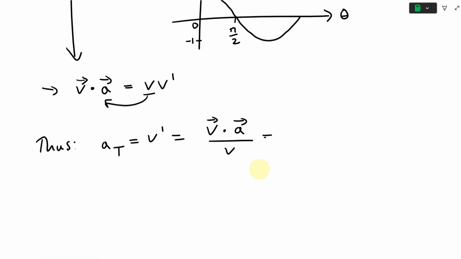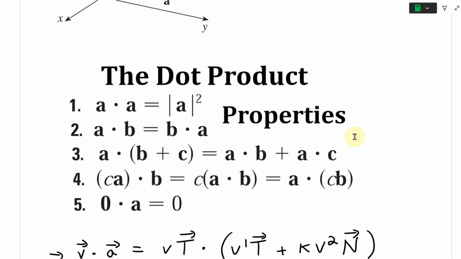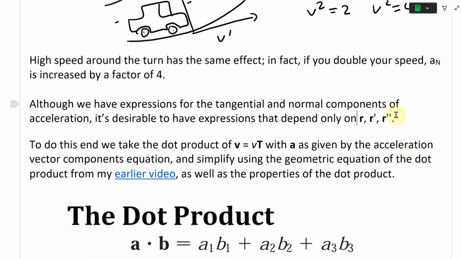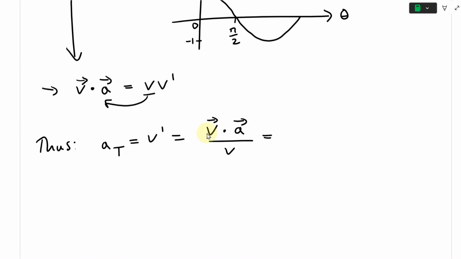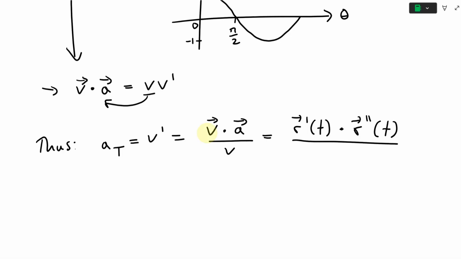Now we know what these all are, because remember, we want these in terms of derivatives that only depend on the position vector, its derivative, and its second derivative. So this equals the speed. The velocity is just the derivative of the position vector, so that's r prime of t. We do a dot product with the acceleration, which is the derivative of the velocity, in other words the second derivative of the position vector, then divided by the speed, which is the magnitude of the velocity, in other words the magnitude of the first derivative of the position vector. Like that.